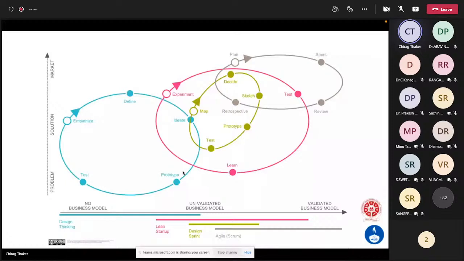On the y-axis, no business model, unvalidated business model, and validated business model, which has these stages like design thinking, then overlap lean startup, overlap design sprint, and scrum, that is agile. So basically what we try to highlight is design thinking is all about empathize, define, ideate, prototype, and test. But this design sprint is all about decide, sketch, prototype, test, and map. And your final outcome is all about plan, sprint, review, and sketch.